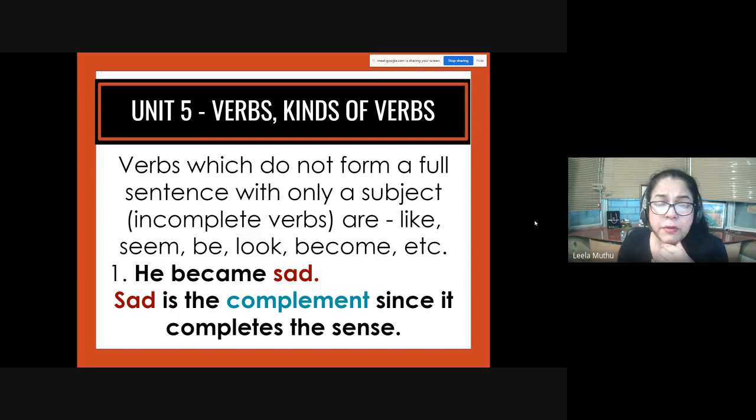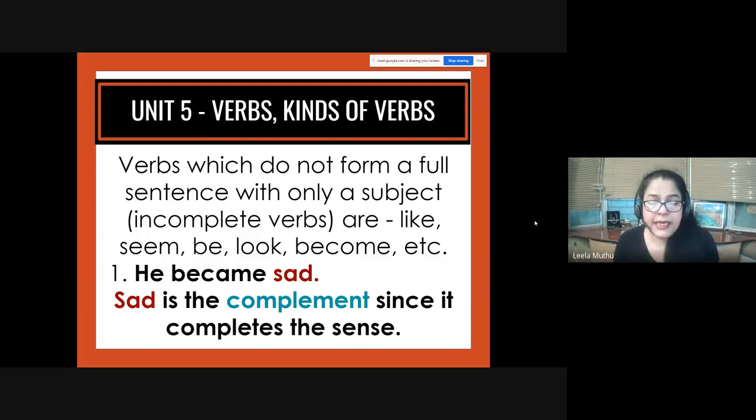So verbs which do not form a full sentence when only the subject and the verb are there, it doesn't form a complete sentence. These verbs are incomplete unless you add another word to it which completes its sense. And this word that you add will be the complement. For example, I like. Now you know that I have to add something to it. I like, for example, I like swimming. I like what? Swimming. So like here is incomplete unless I add something. Now swimming here will be the complement.